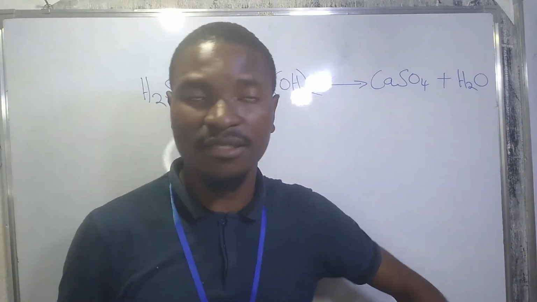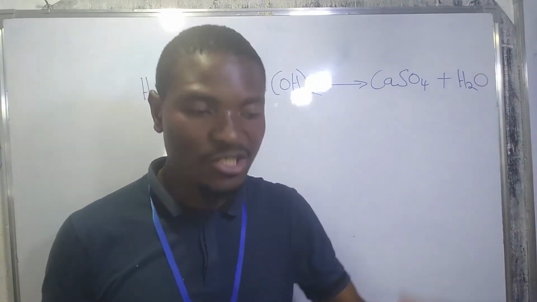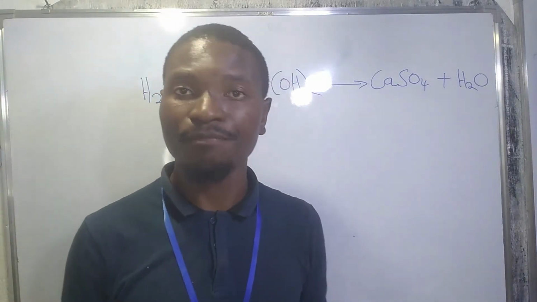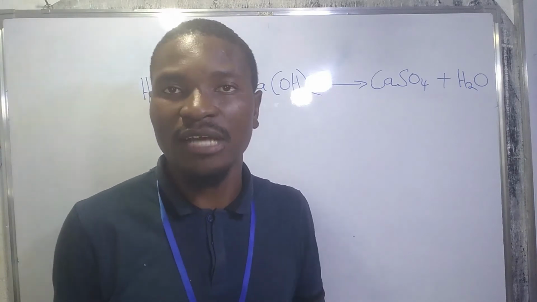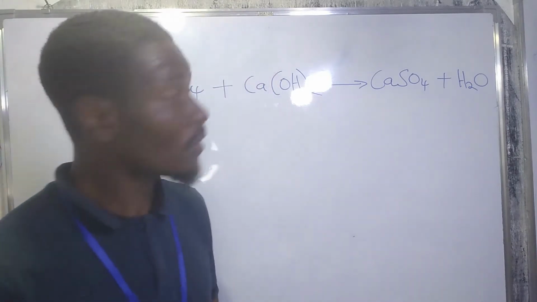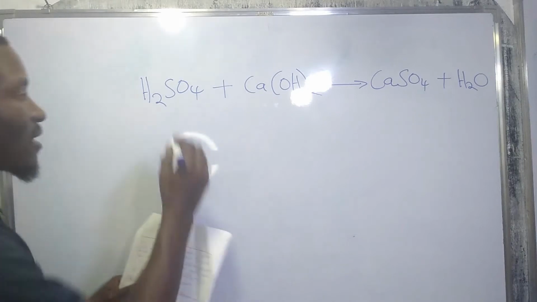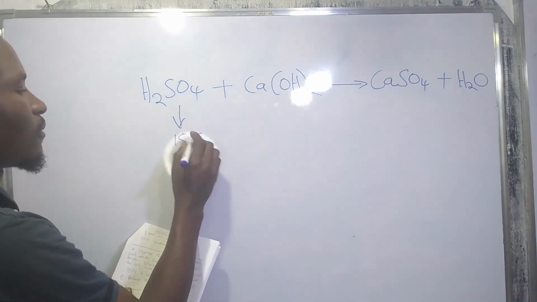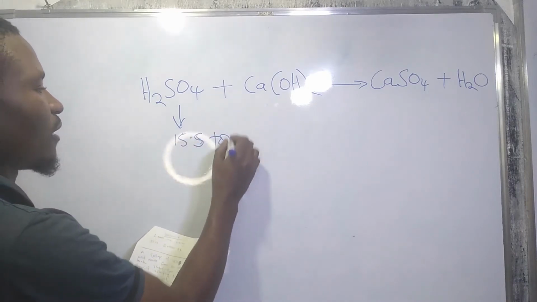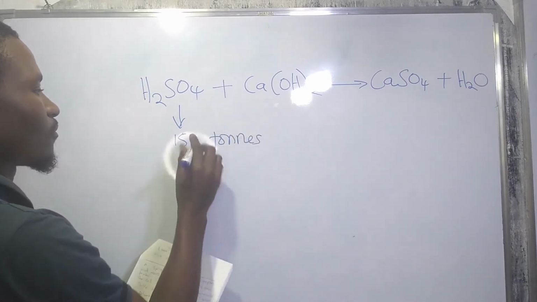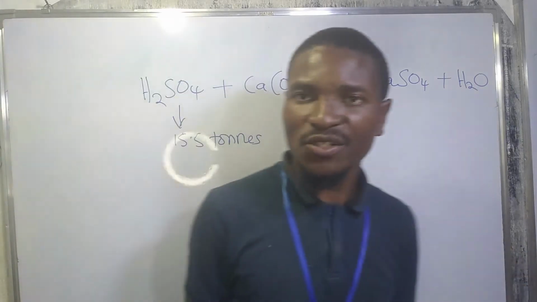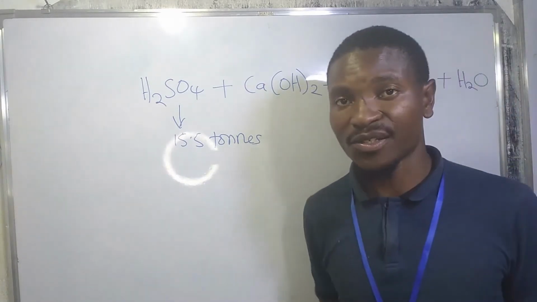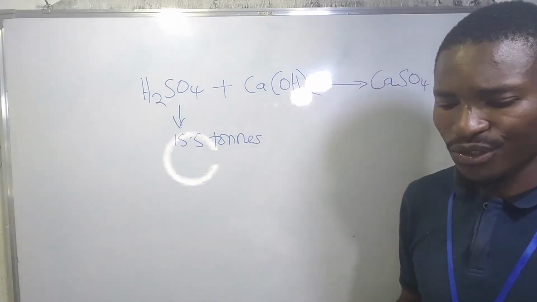The acid spilled out from the vehicle carrying it, and they mix this acid with the lime, or whatever you call it, slaked lime. They are saying that the mass of this acid was 15.5 tons.